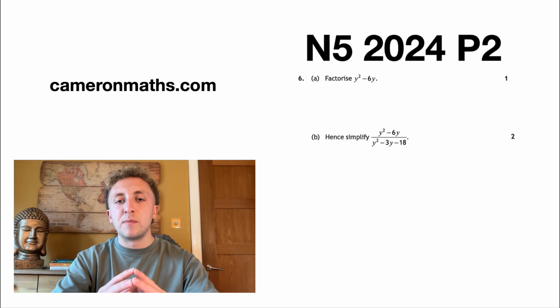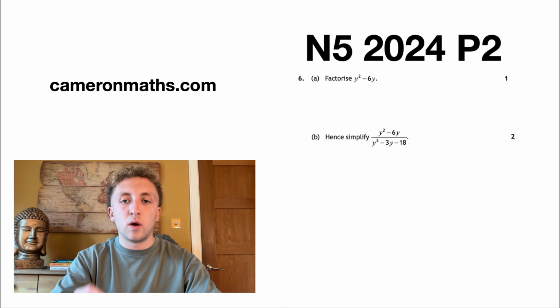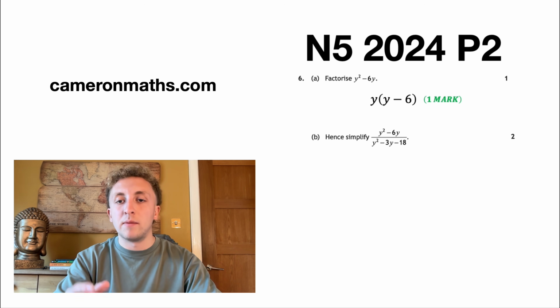In this question here, we've been asked to first factorise y squared minus 6y. Now when we're factorising, we want to look for things in common amongst the terms. In this case, they both have y, so we can take that out as a factor. That gives us y times y minus 6.